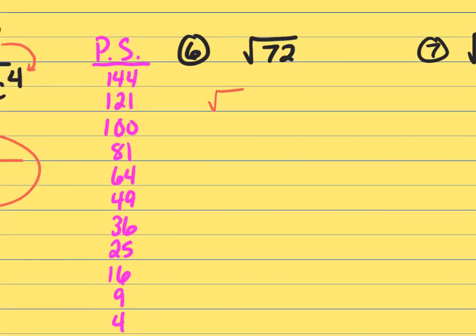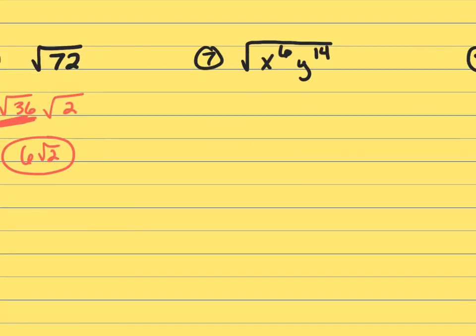Number 6, we are looking for 2 numbers that multiply to give me 72, one of them being the largest perfect square possible. And in this case, it's 36 times 2. And the square root of 36 is 6. And I bring down my times square root of 2.